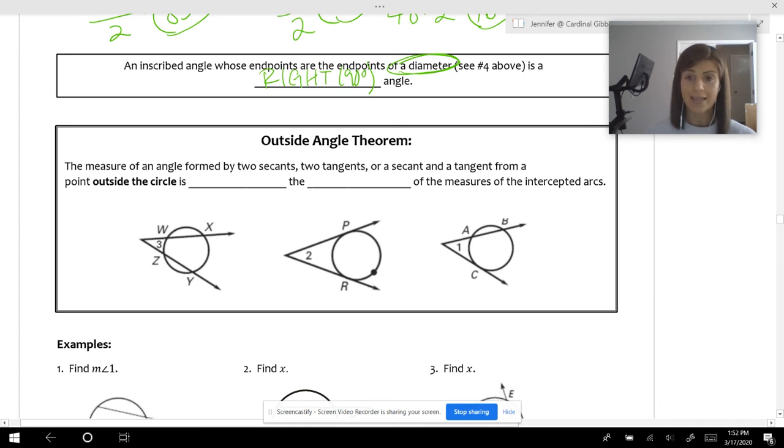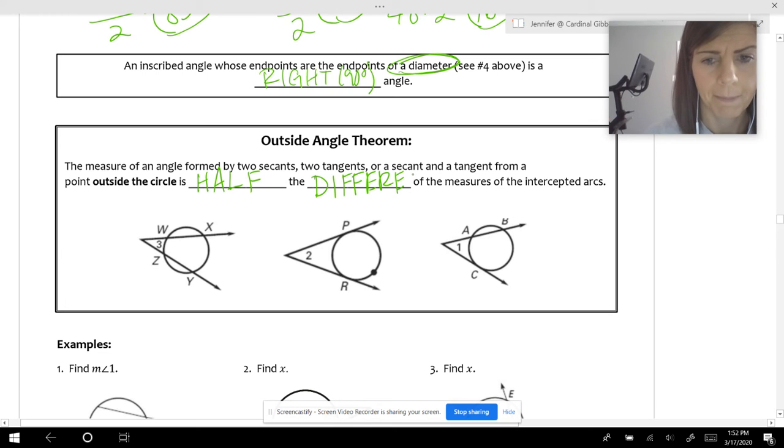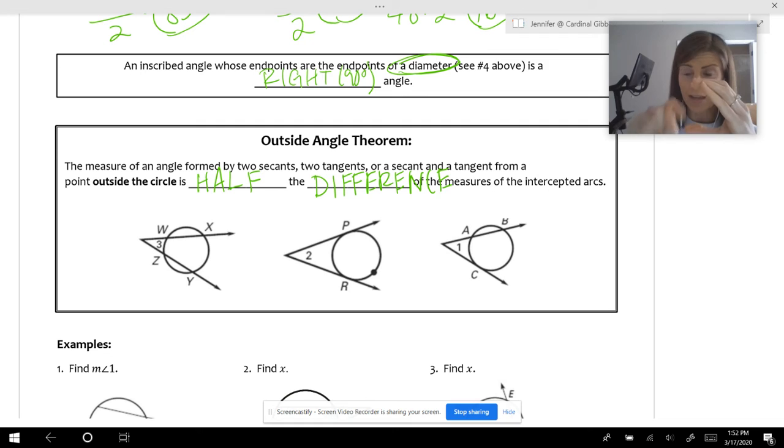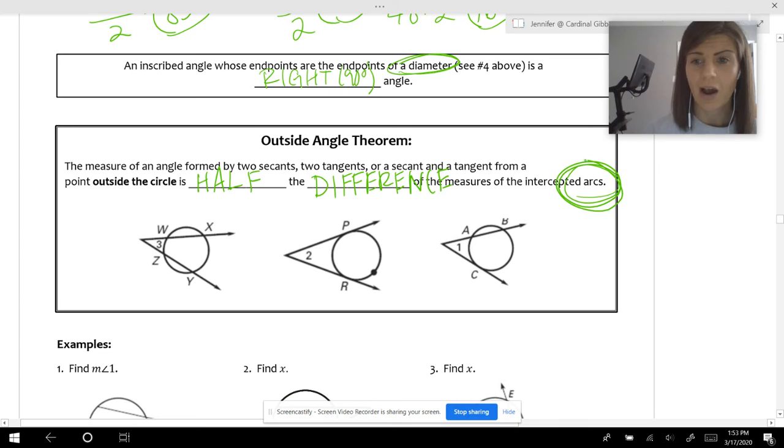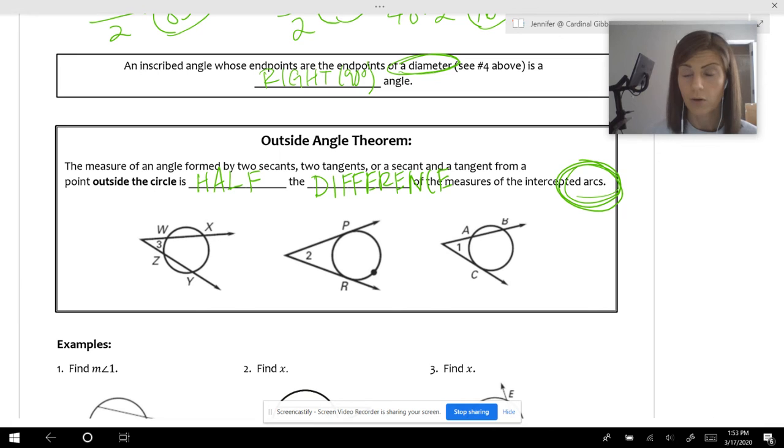So the measurement for these angles is half the difference of the measure of the intercepted arcs. So when our vertex was at the center, it equaled the intercepted arc. When it was on the edge of the circle, it's half the intercepted arc. And when we pull the vertex out of the circle, it's half the difference of the intercepted arcs. Notice now how it says arcs plural, because when we pull the vertex out, now we're creating two intercepted arcs.